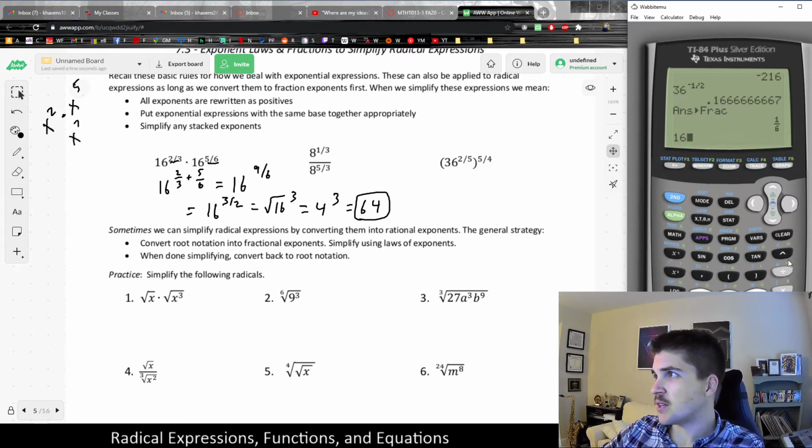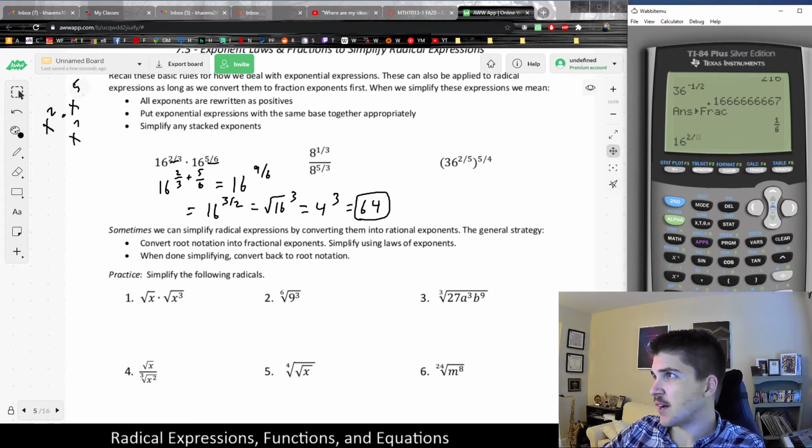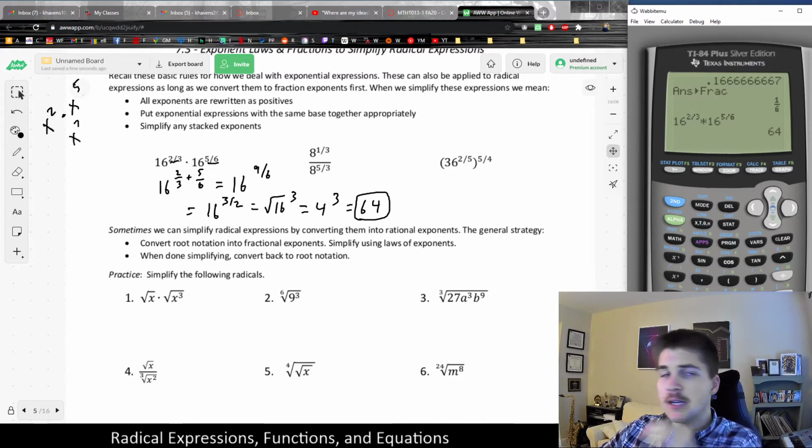Of course, you could do it with the calculator, but sometimes the calculator would not simplify it to the degree that you would need for a particular homework problem. But let's just check ourselves, make sure it's getting what we got. That's kind of the idea.